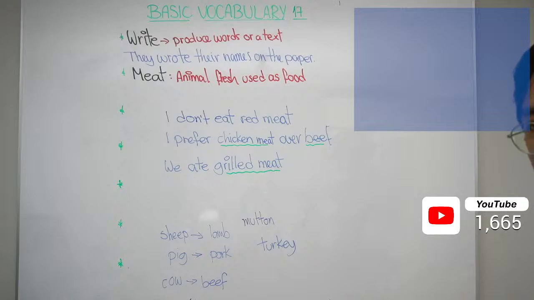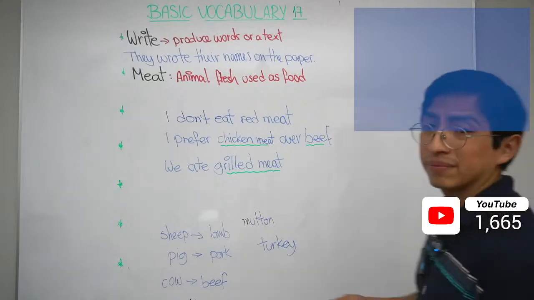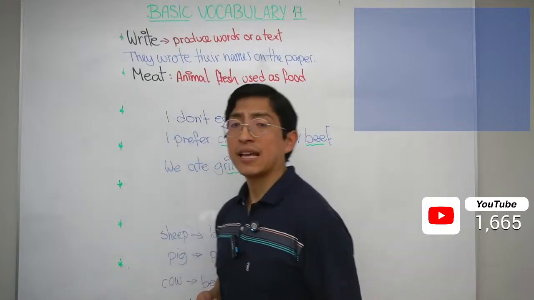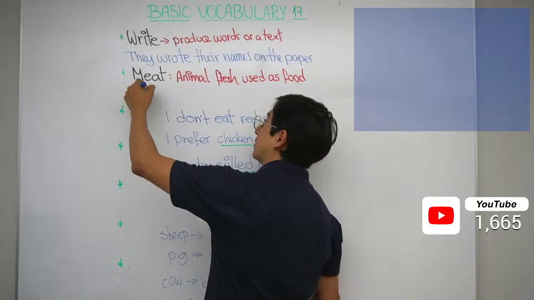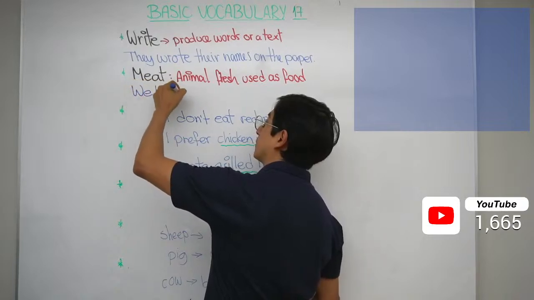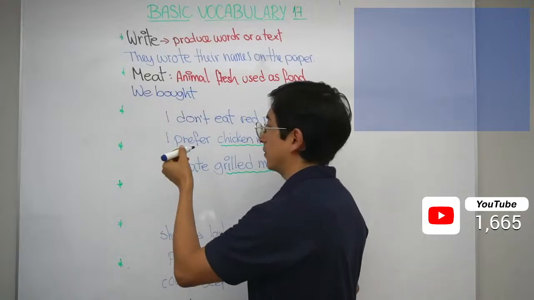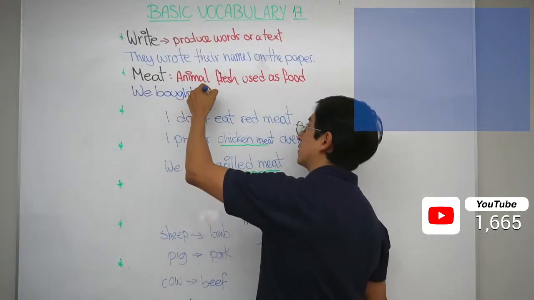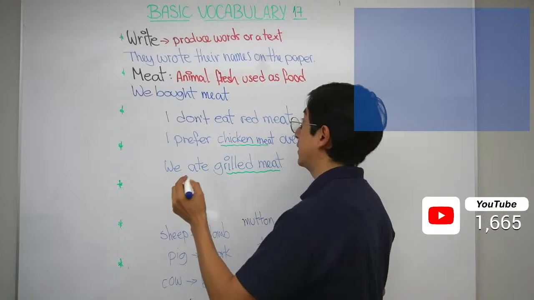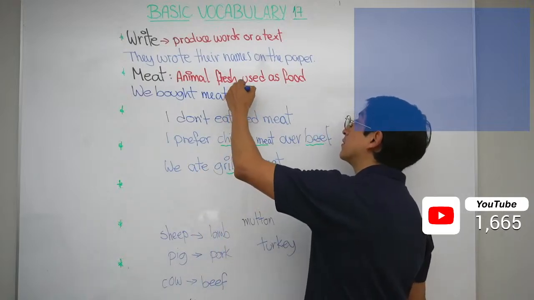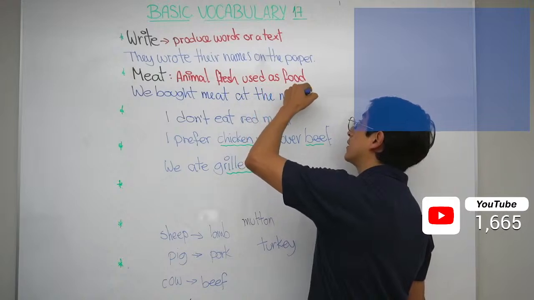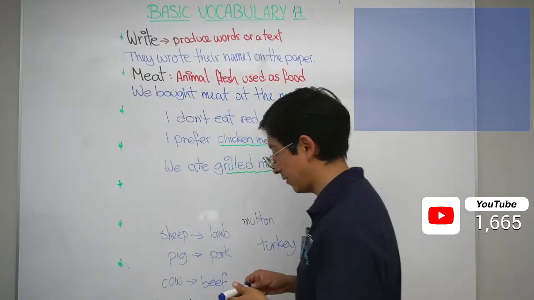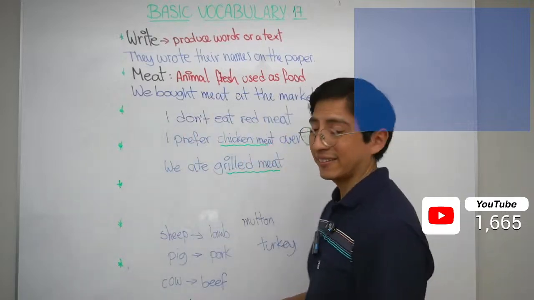Okay, let's see. Good, good, good. Very good. Let's write this sentence down. We bought meat. We bought, look at that. We bought meat. Okay. At the market. At the market. Yes, yes, yes. This is the sentence. Okay.